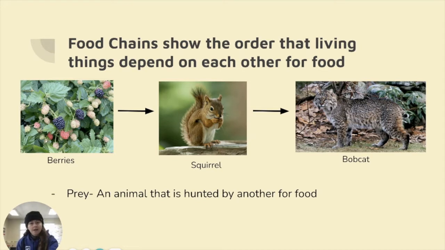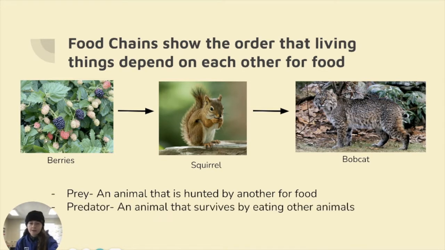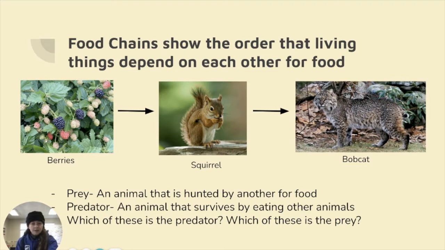And this food chain shows a predator-prey relationship. So prey are animals that are hunted by others for food. And predators are animals that survive by eating other animals. So now I have two questions for you. Which of these is the predator in this food chain, and which of these is the prey? And you can pause the video to answer these questions.